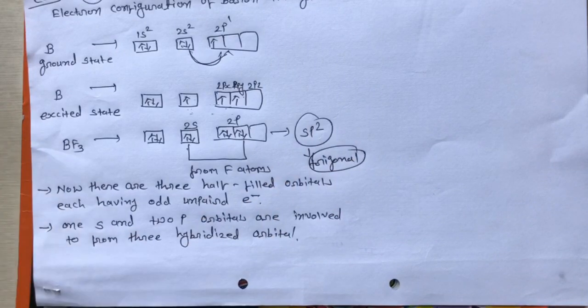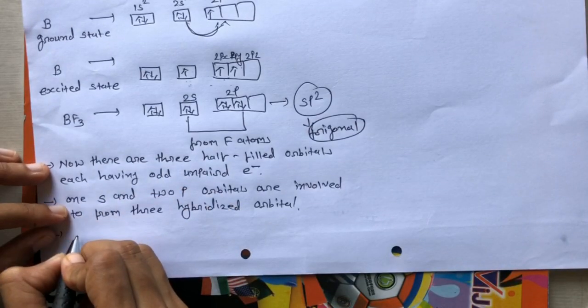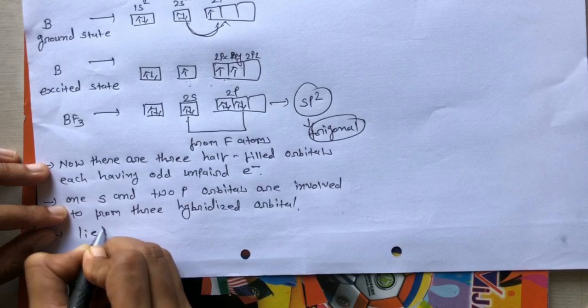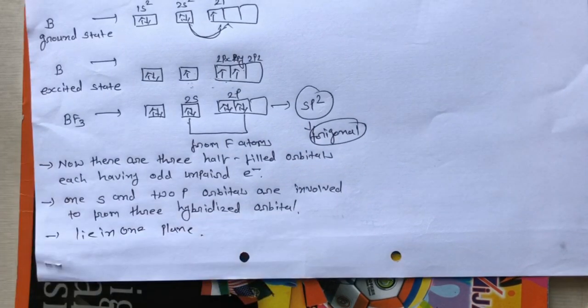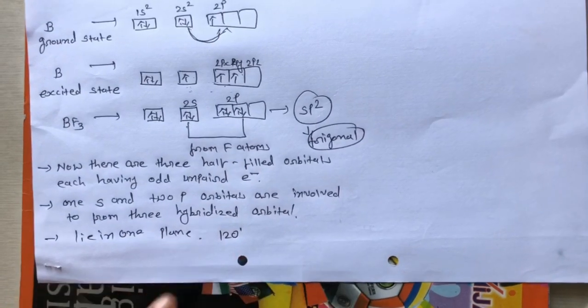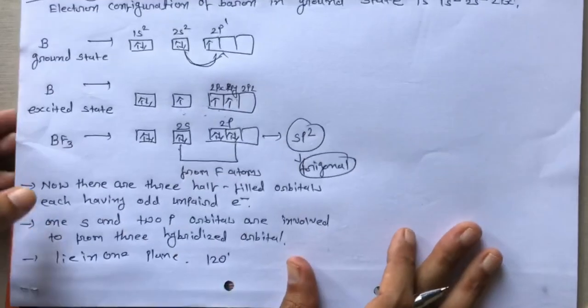Boron forms sp2 hybridized orbitals, these 3 orbitals lie in one plane, right? Boron atom is planar and they are directed toward the 3 corners of an equilateral triangle so that the angle between them is 120 degree, right? How I can give you an example.